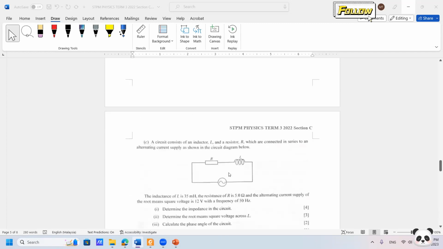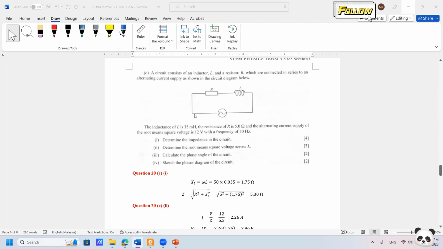We move on to question C. A circuit consists of an inductor and resistor connected in series to an alternating current supply, shown in the circuit diagram below. So this is an RL circuit. We have the inductance 35 millihenry, resistance 5 ohm, AC supply of root mean square voltage 12 volt and a frequency of 50 hertz.